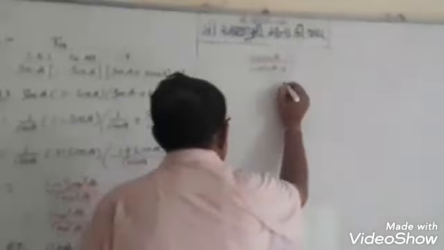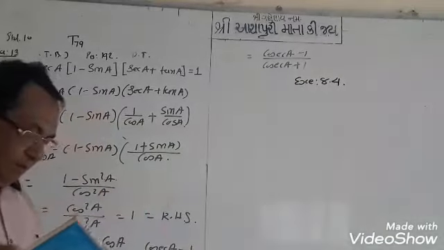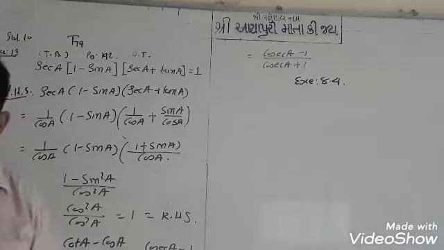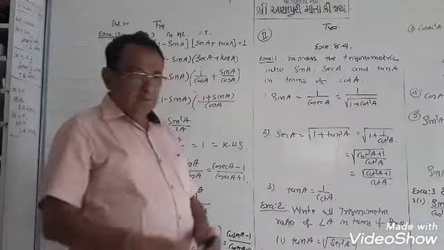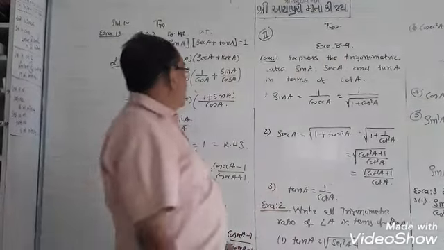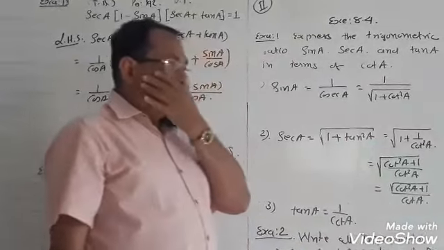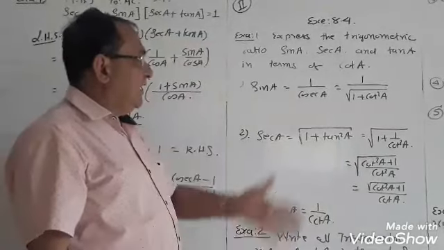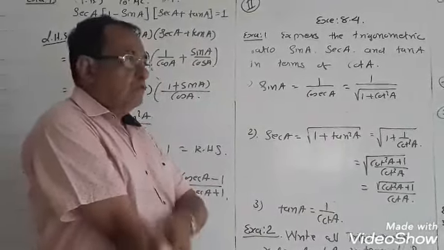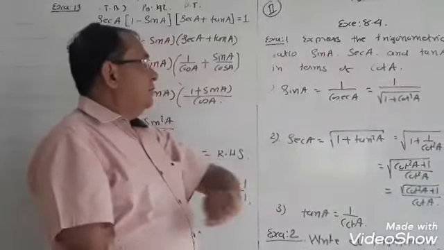Now exercise number 8.4. I skip example number 15. We will see it after getting some practice. Once we have had some practice, we will do those 15 sums. Then it is easy to understand. Exercise 8.4, example number 1.